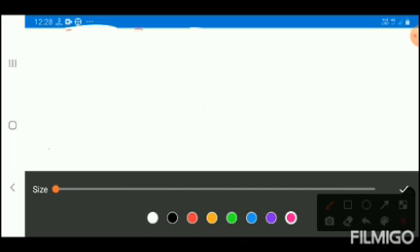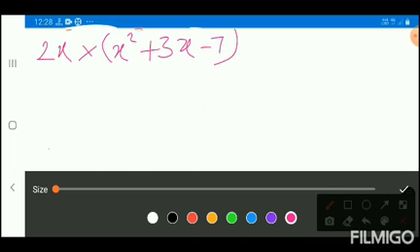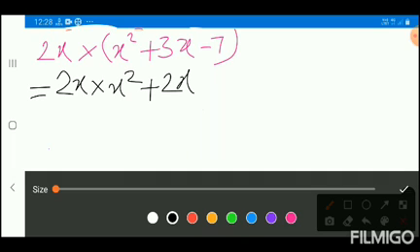I will take one example. Multiply 2x by x square plus 3x minus 7. Now here, look, you have to multiply each term from the bracket by 2x. So here we have to multiply the trinomial by a monomial. So 2x multiplied by x square plus 2x multiplied by 3x plus 2x multiplied by 7.